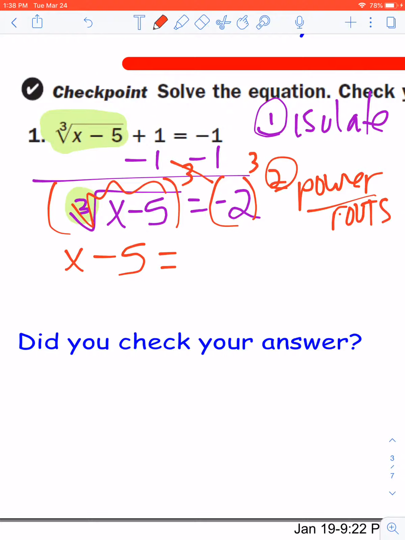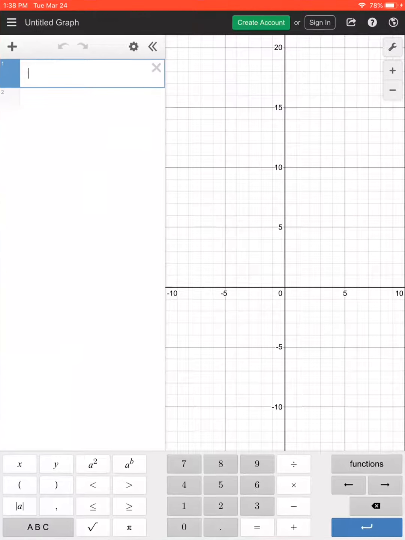Now, if you don't know what negative 2 to the third power is, let's use our calculator. I'm going to have negative 2, and I'm going to raise that to the third power. And notice you're looking in the top left of the screen. I get negative 8.